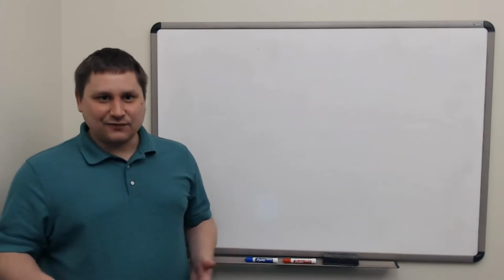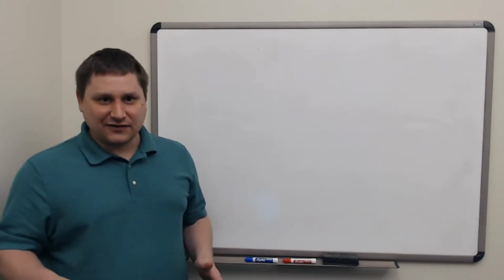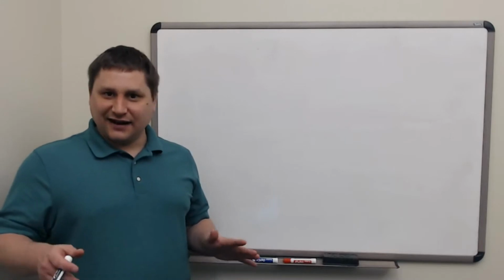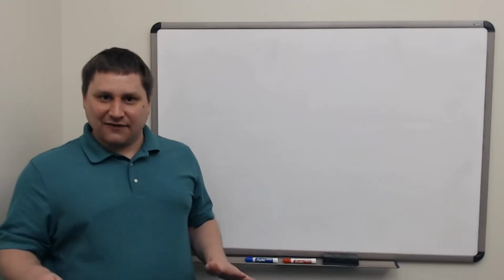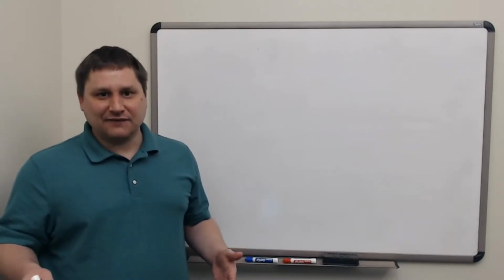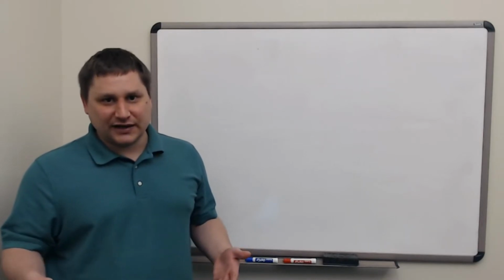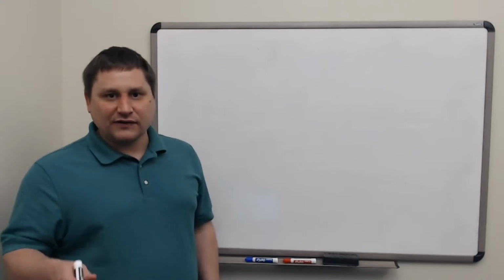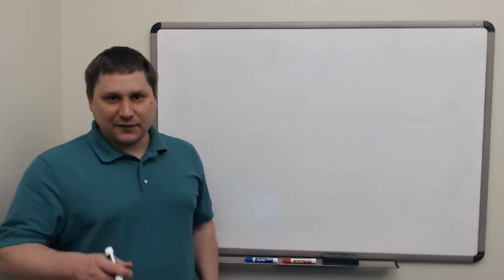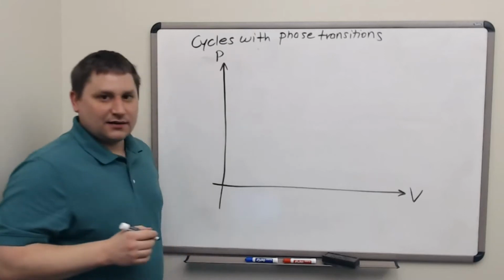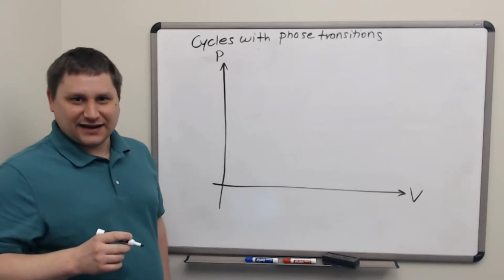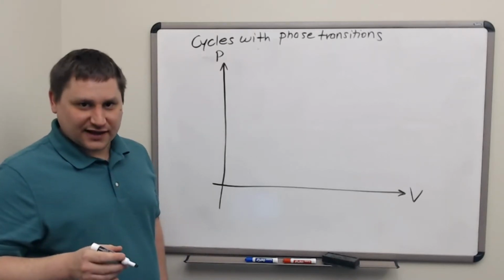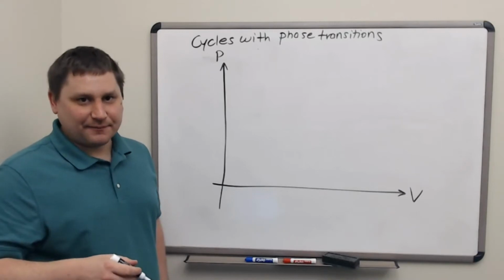And to handle that, we won't be able to use ideal gas equations that include the ideal gas constant R or the degrees of freedom F. We'll have to use tabulated values for the specific fluid that we're using. But there are a couple of general properties of all cycles with phase transitions that we can discuss first. The first thing that we must understand is what a phase transition looks like on the PV diagram.